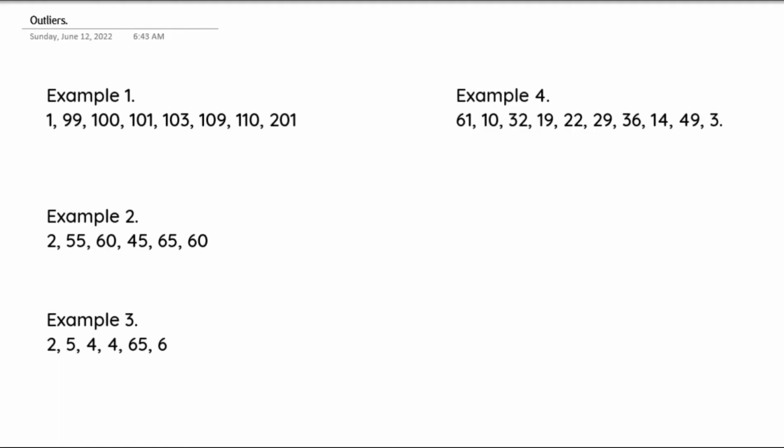So take a look at this example. We have 61, 10, 32, 19, 22, 29, 36, 14, 49, and 3, and we're supposed to get the outlier. Taking a straight look at this dataset, we can see that the smallest value is 3, the highest value is 61, and if I use the idea of the lowest value or the highest value being the outlier, then definitely the variable 3 and the variable 61 are going to be outliers in this data set. But I am going to tell you that that is wrong, as we will see when I use the methods to extract out the outliers.